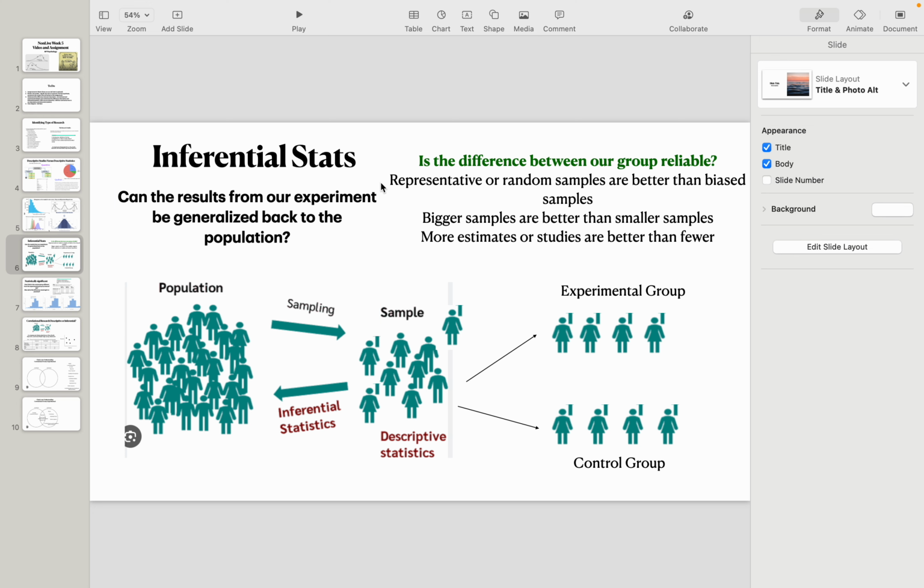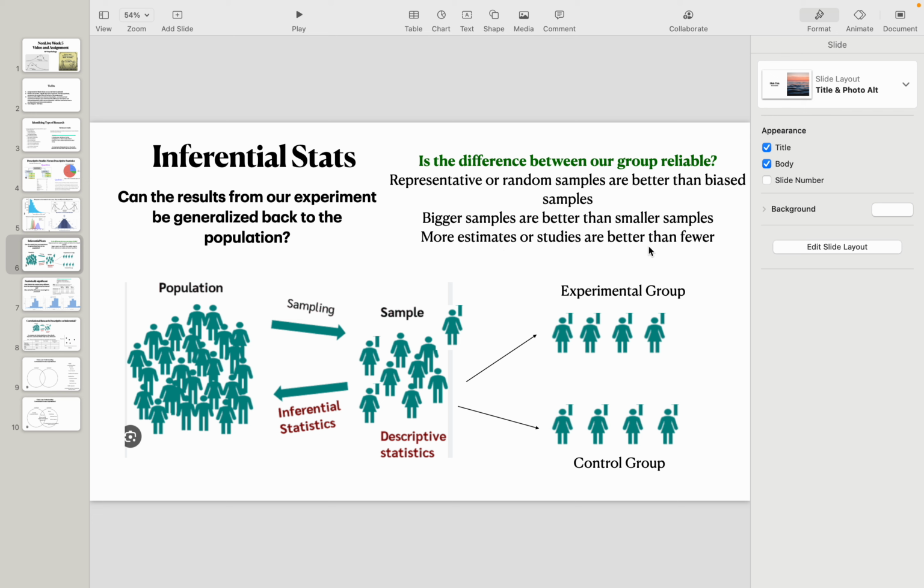Biased samples are like whoever's in my college classroom, or whoever I can find on the internet. So I want to at least find people who are represented, and my sample should represent my whole population. In general, bigger samples are better than smaller samples, although it doesn't have to be as large as you think. A lot of times very controlled studies are very expensive to do, so not that many people is okay.